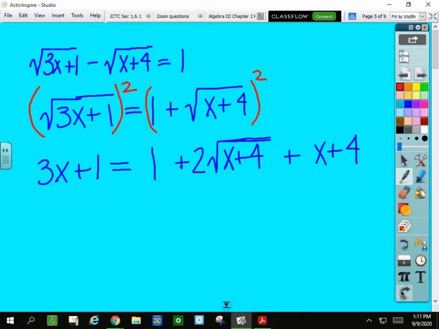And then the last term, we square this term if it is all under a radical. So when you square the last term, the radical falls away, and that's why we have only x plus 4. Make sure you practice these on the suggested practice.